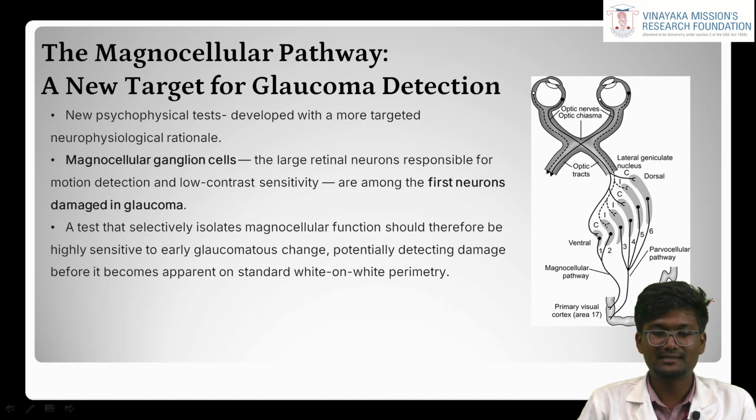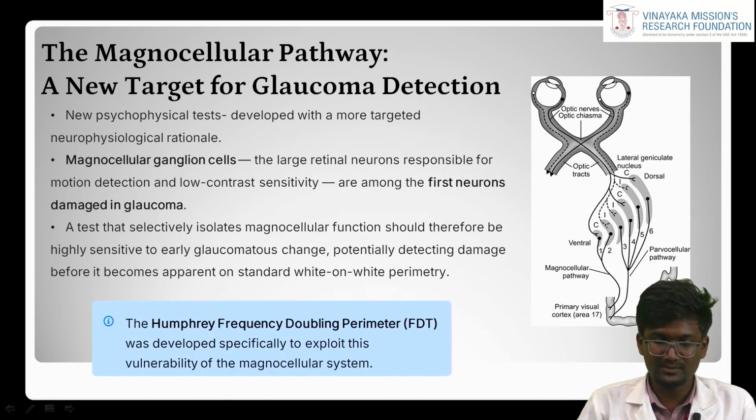A test that selectively isolates magnocellular function should therefore be highly sensitive to early glaucomatous changes, potentially detecting damage before it appears on white on white perimetry, which is static automated perimetry, for example Humphrey field perimetry and Octopus; lots are available. The Humphrey frequency doubling perimeter was developed specifically to exploit this vulnerability of the magnocellular pathway.